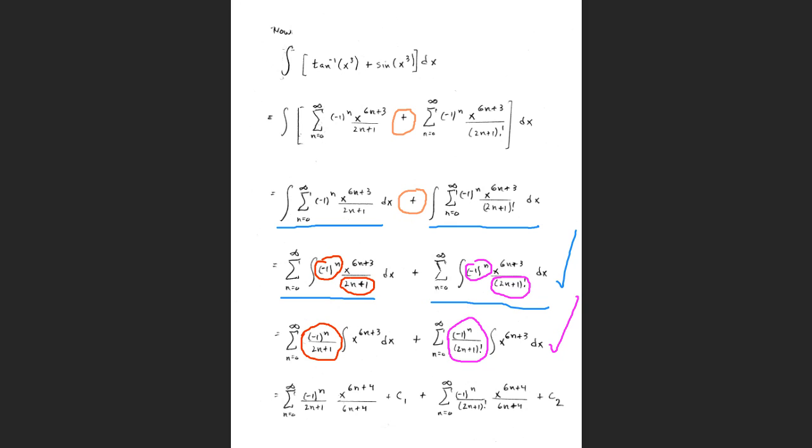And then we do the antiderivatives. The antiderivative of x to the 6n plus 3 power is x to the 6n plus 4 over 6n plus 4, plus the constant of integration, because this is an indefinite integral. Similarly, well, yeah, you have the same for both, right? That gets us down here.